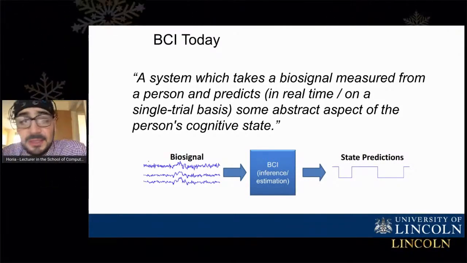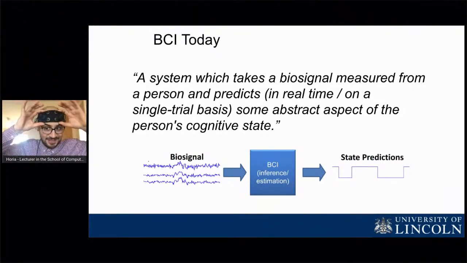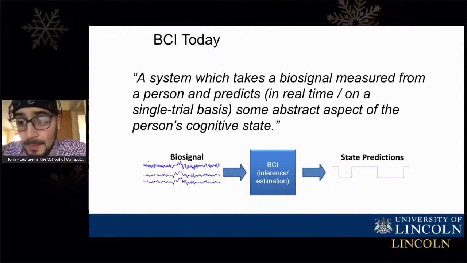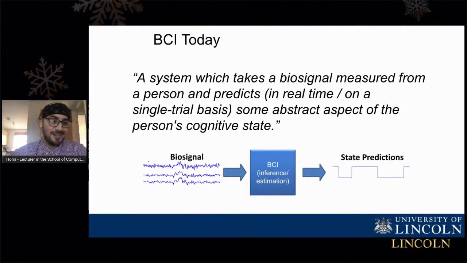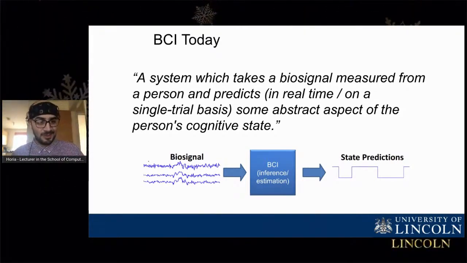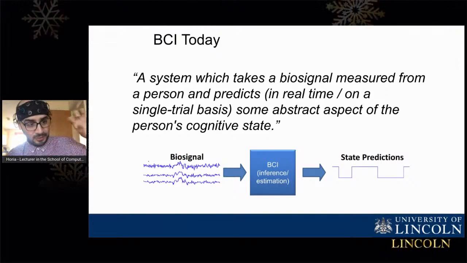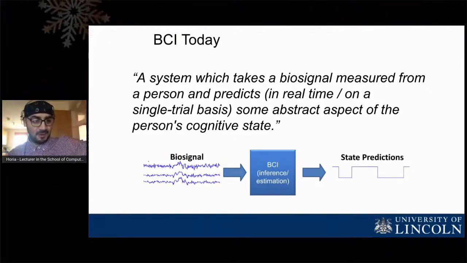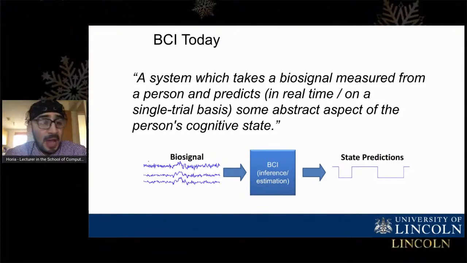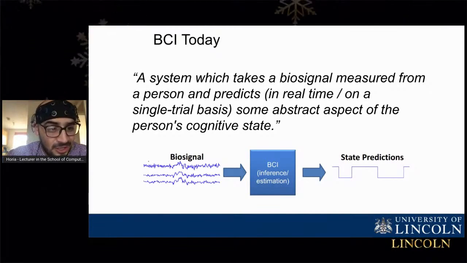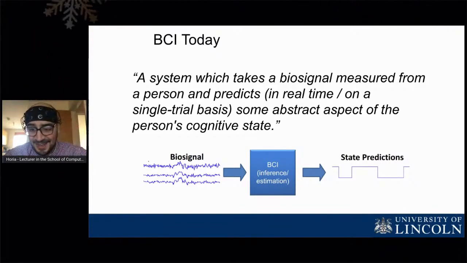The most recent definition of BCI is a system that takes some biosignal, like brain data, measured from a person and predicts in real time or offline. So you either have a real-time classification of a particular state, or you analyze the data afterwards to learn about what happened to that person while they were being scanned, in order to predict some abstract aspect of this person's cognitive state. And I hope this made sense.